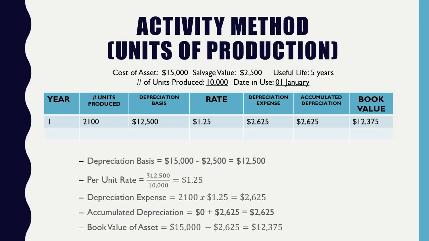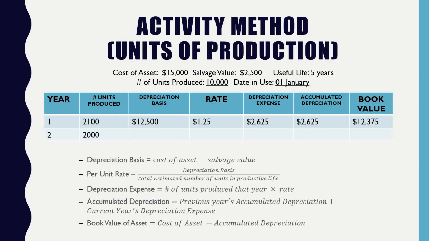Okay, let's go ahead and try for the second year then. So second year, let's say I determined that I produced a total of 2,000 units. All right, so start from the very beginning, okay? What's going to be my depreciation basis? 12,500. Let's go back. 12,500. Okay.